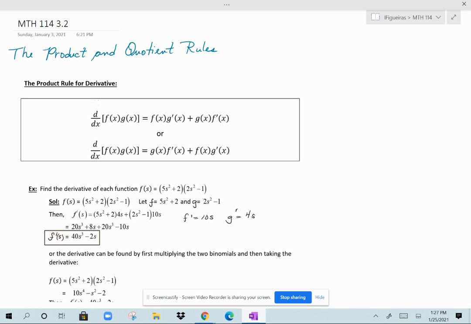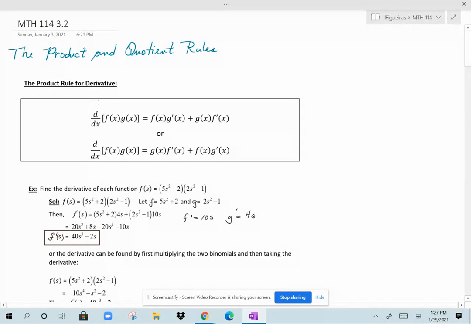Hi, in this lesson, we will learn the product rule and the quotient rule. Those rules will be used to find the derivative of a function when the original function is a product, where two functions are being multiplied, or if there are two functions that are being divided, so a quotient.